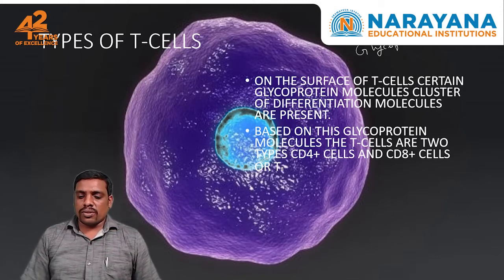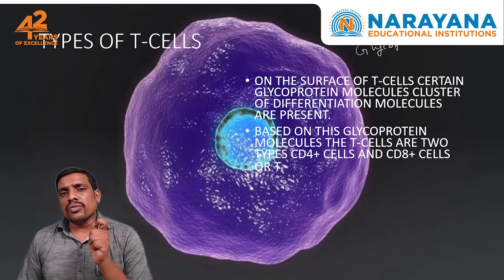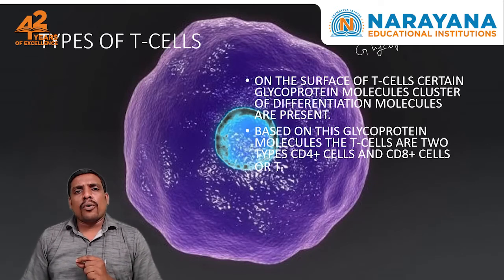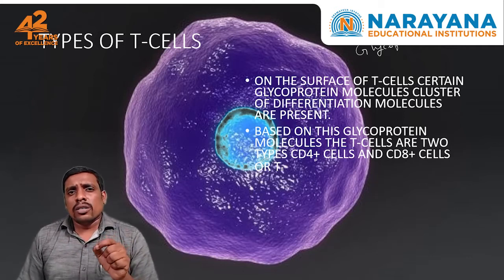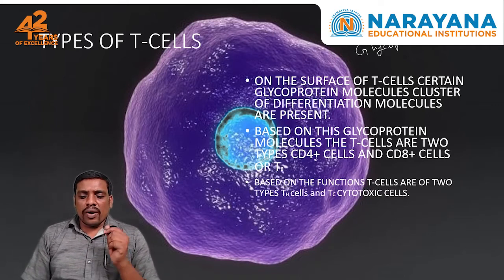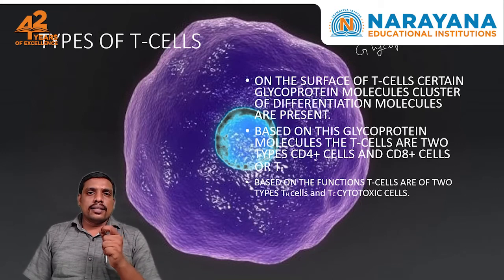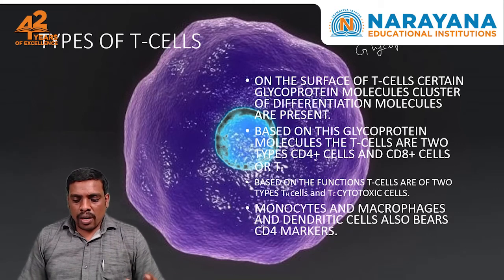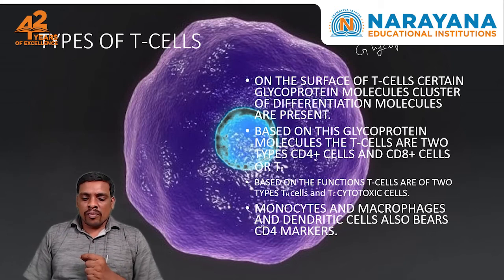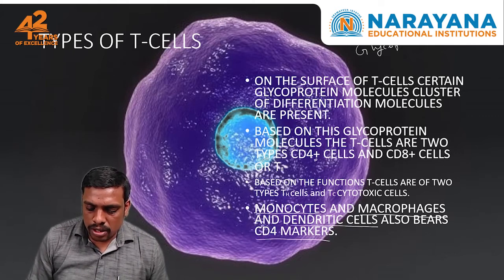Each and every glycoprotein has some chemical nature and chemical functions, which can directly recognize a specific antigen later on during the maturation process. So the T cells are of two types: CD4 cells, cluster of differentiation 4, and CD8 cells, cluster of differentiation 8. Plus indicates positive, minus indicates negative. So CD4 positive cells, CD8 positive cells. Based on the functions, T cells are of two types: TH cells, T helper cells, and TC cells, cytotoxic cells. Monocytes, macrophages, and dendritic cells also bear CD4 markers.